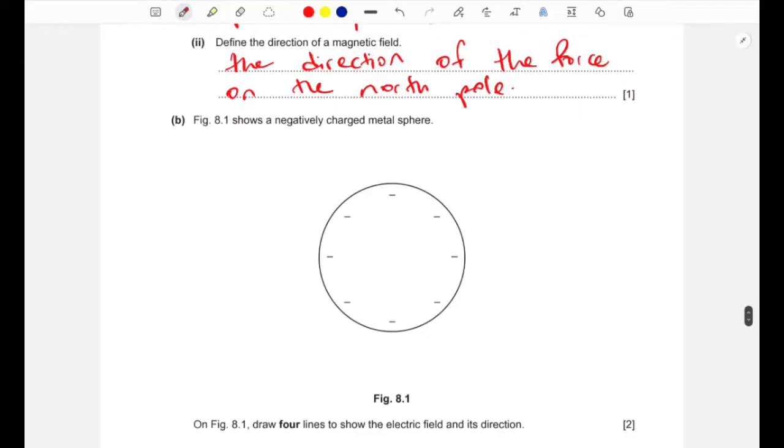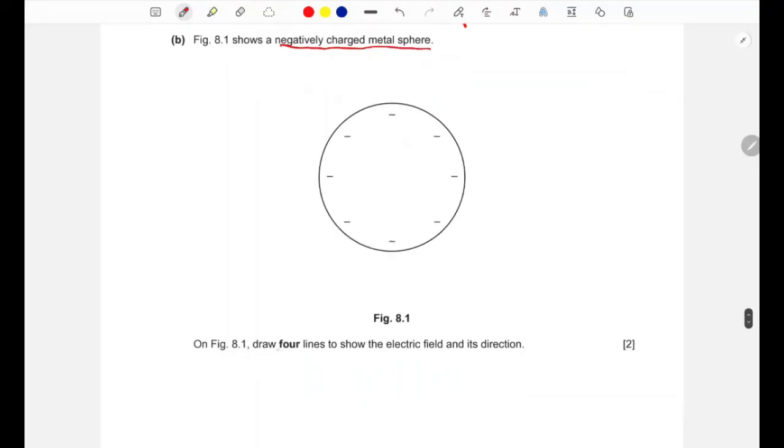Part B. Figure 8.1 shows a negatively charged metal sphere. On figure 8.1, draw 4 lines to show the electric field and its direction. So an electric field is a diagram that shows the direction of positive charges. So we're asked to draw 4 lines, so we can draw 1. And then since this is negative, that means positive charges would be attracted to it. So the direction is going to be towards the sphere. So we just draw 4 of them, and then we have to make sure they're equally spaced out. So this is our answer.